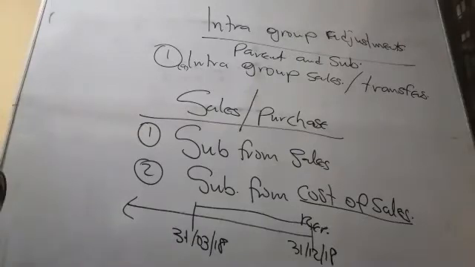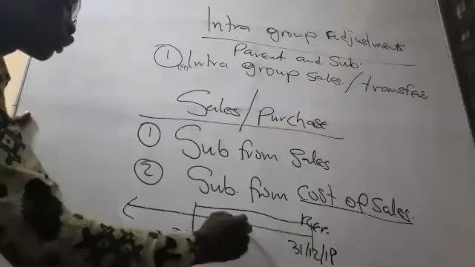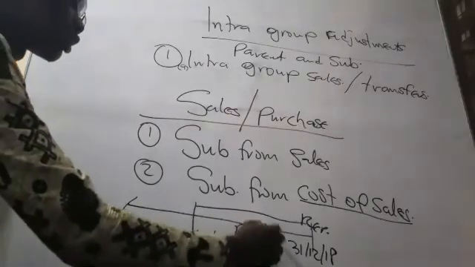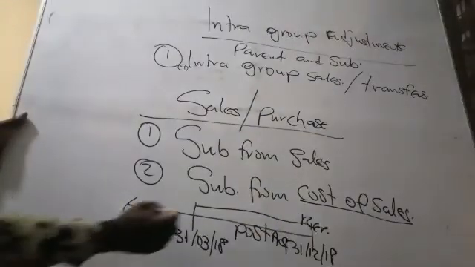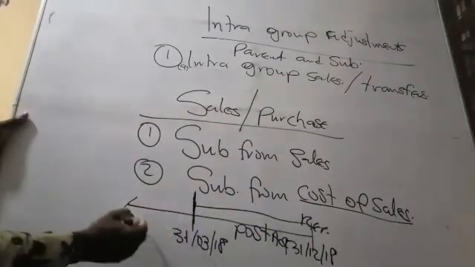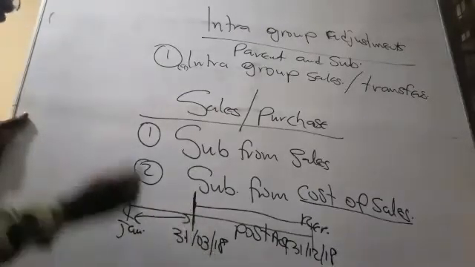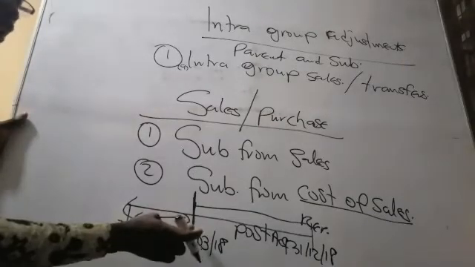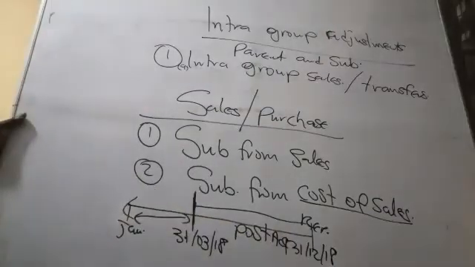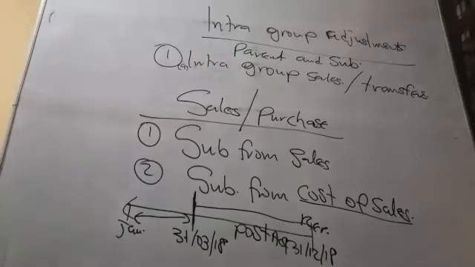They were operating differently. Let me repeat again. We only eliminate post-acquisition sales. That means after acquisition. So if the parent acquired a subsidiary here, sales from January up to March must not be eliminated. That one must be there. Eliminate from March up to where? That is December. And I said that the subsidiary has been a regular customer of the parent.